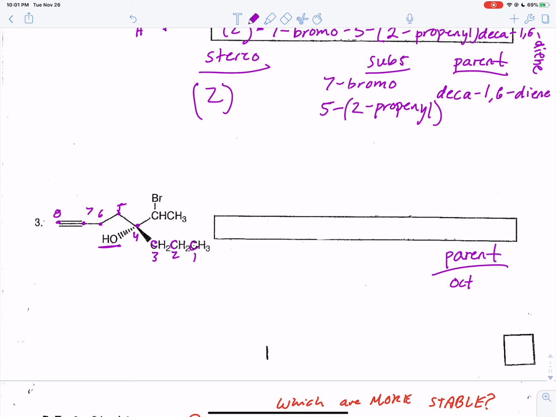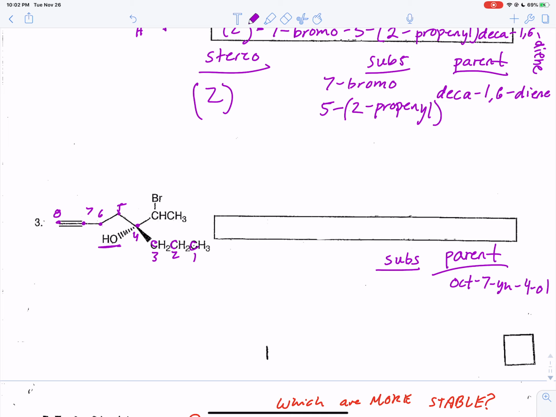Now we've got to indicate where our triple bond is. It's coming from our number 7 carbon, right? So that's going to be oct-7. I'm not going to put an E because we're not done yet. We still have to account for our alcohol. And our alcohol is located on which carbon? 4. So we're going to end it with ol. There's only one of them, right? So oct-7-yn-4-ol. Okay? And then we've got our parent down on the paper.